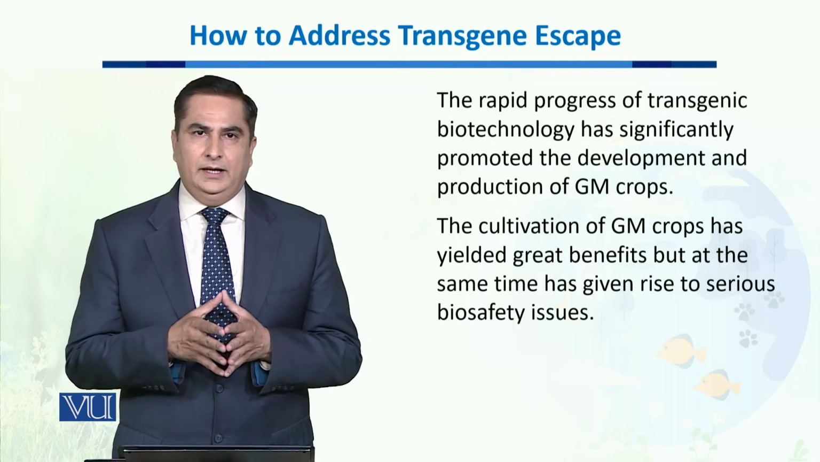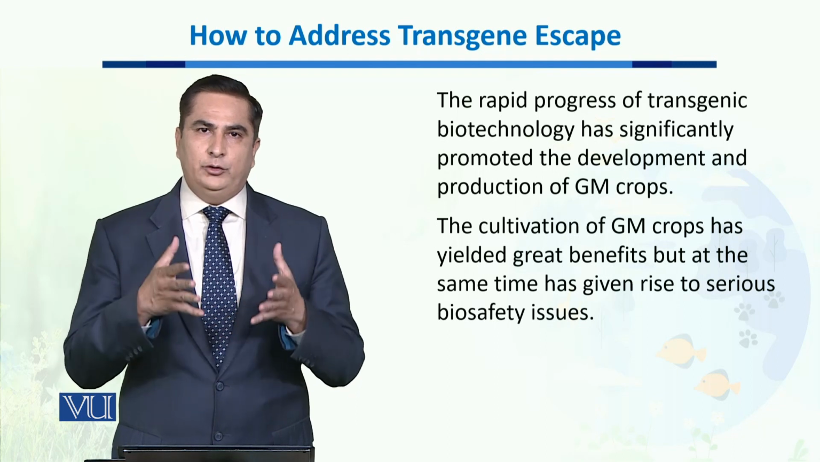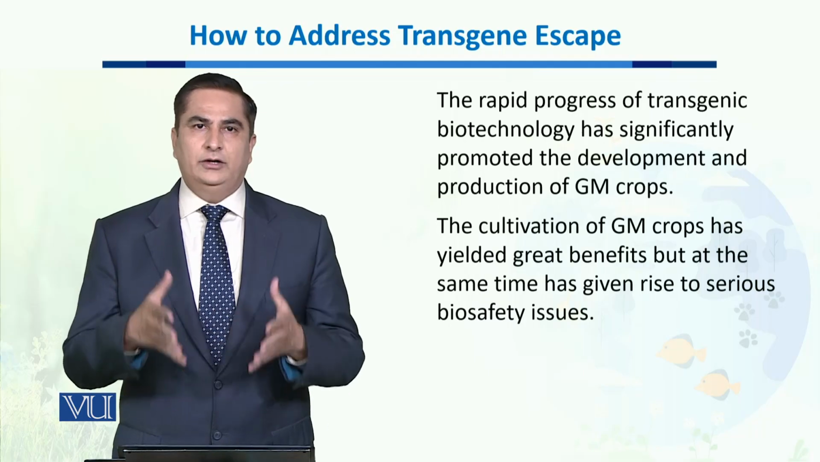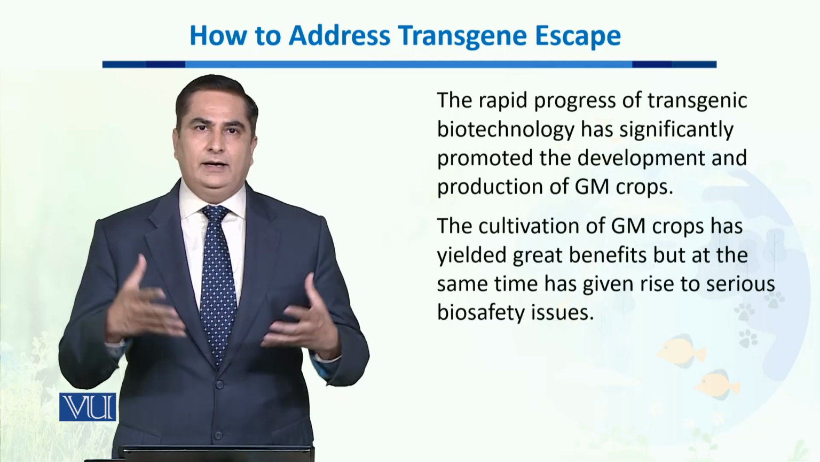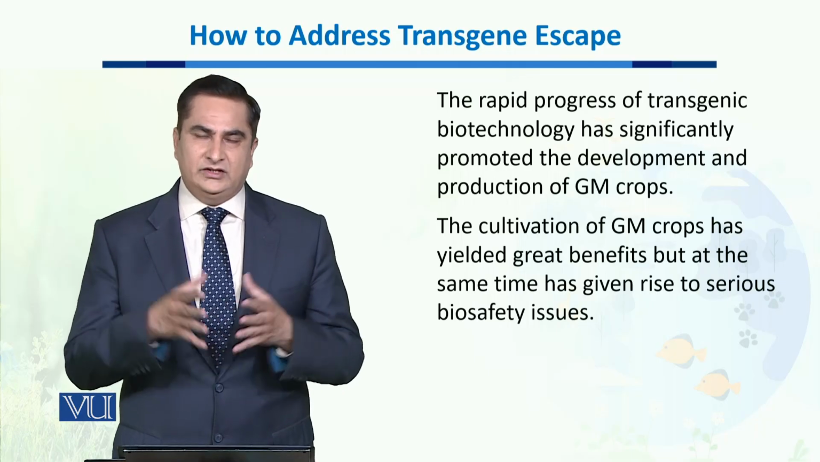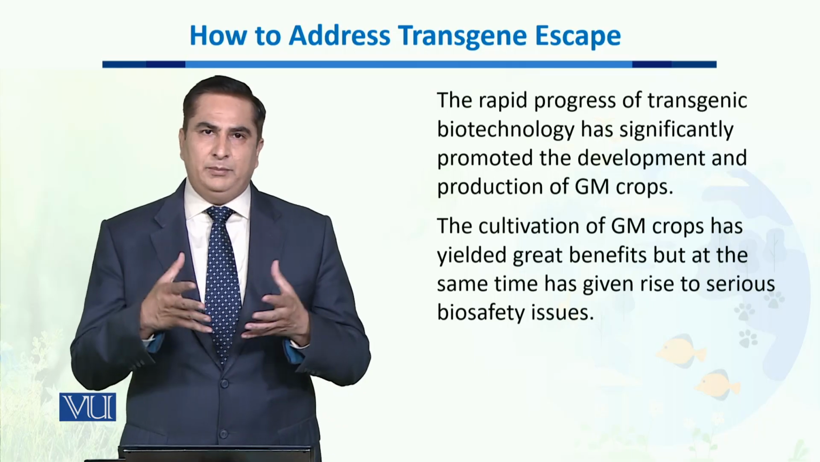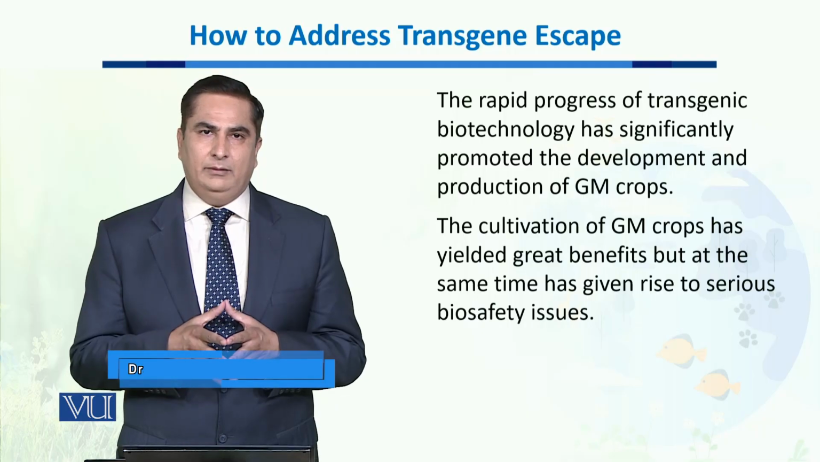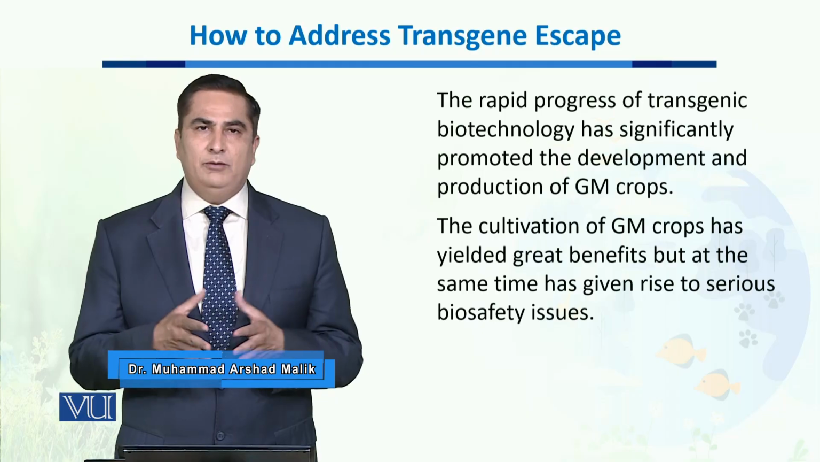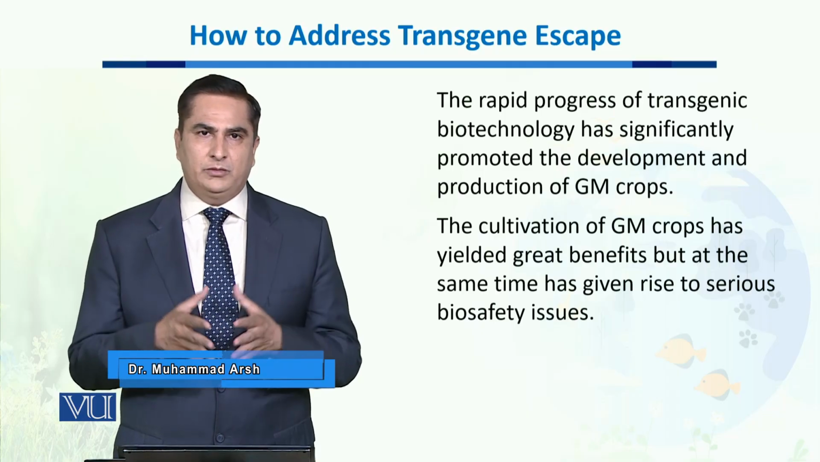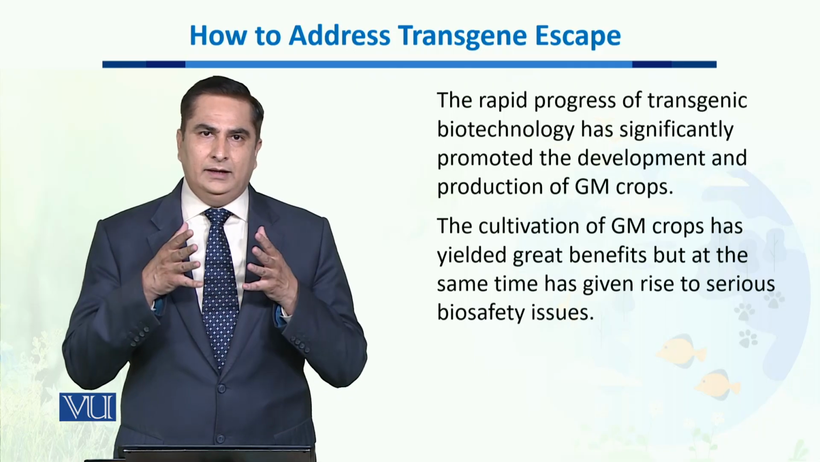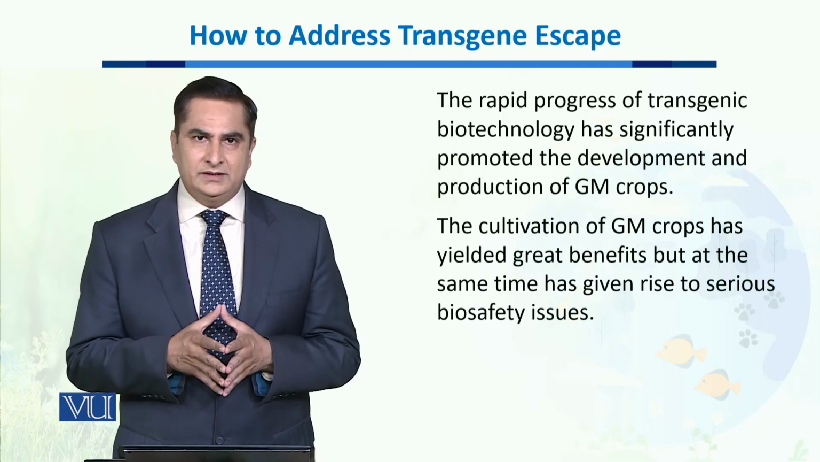For example, if you introduce the human insulin gene into bacteria in order to quickly produce a lot of insulin, this is known as a transgene. Now, the rapid progress of transgenic biotechnology has significantly promoted the development and production of GM crops. The same thing we are taking from the genetically modified crops.